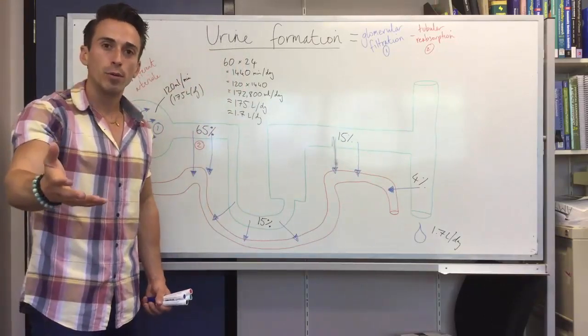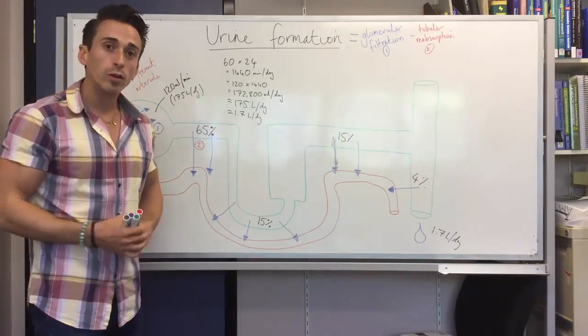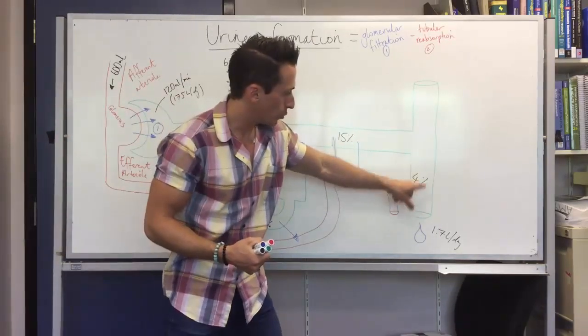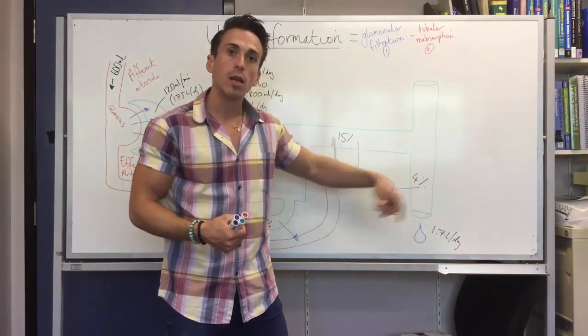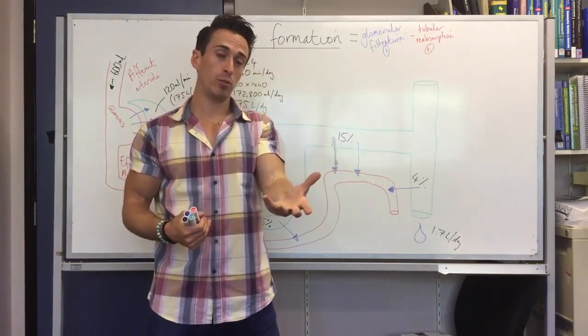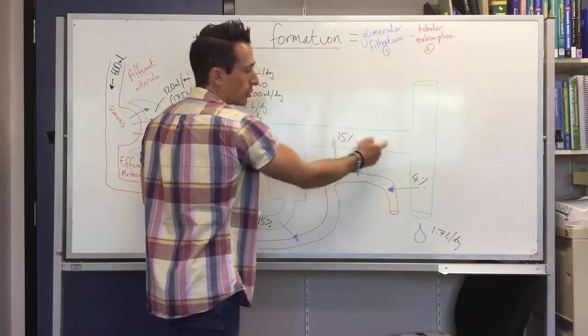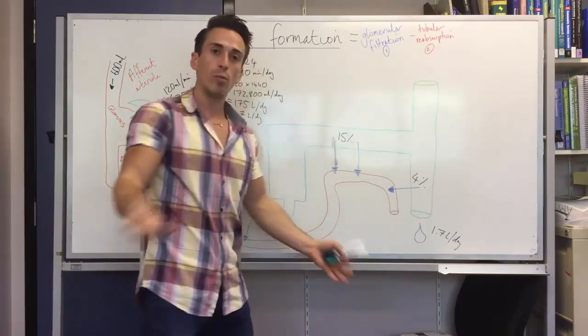Okay, so for example, if you want to reabsorb more water, you can release ADH, antidiuretic hormone, which makes you reabsorb more water here at the collecting ducts. If you want to reabsorb more sodium into your body, you can release aldosterone, and this can tell the distal convoluted tubules to reabsorb more sodium.